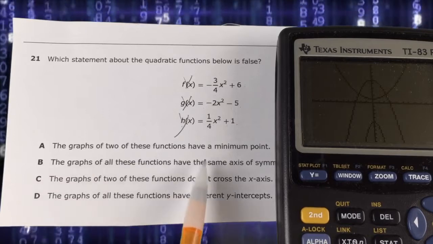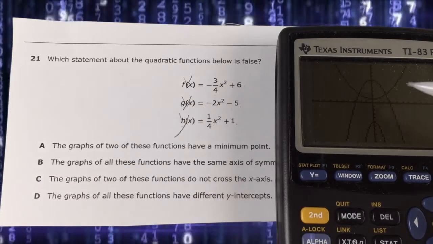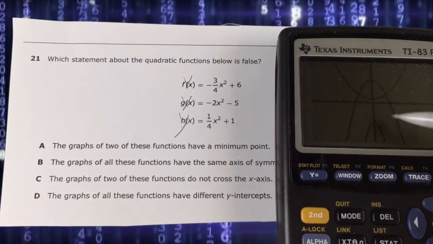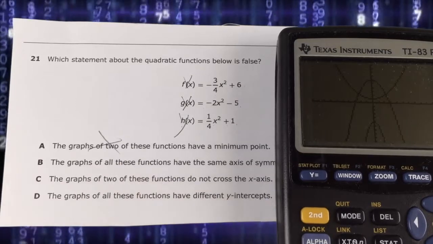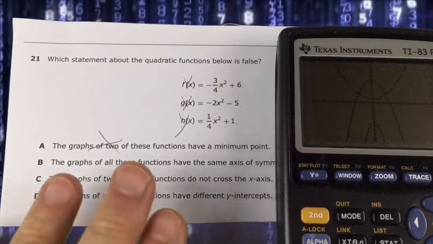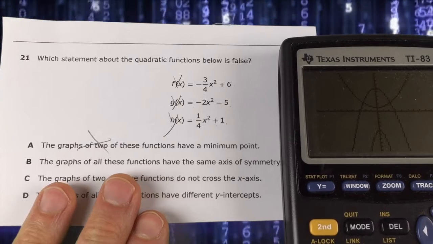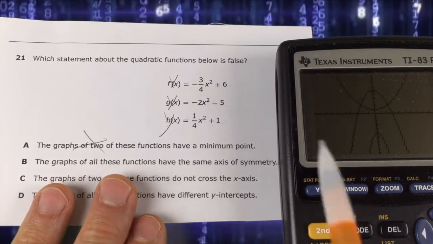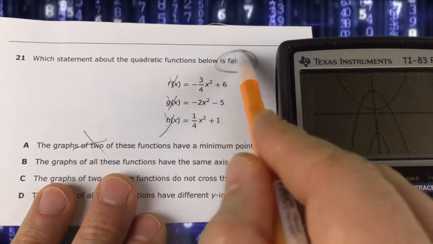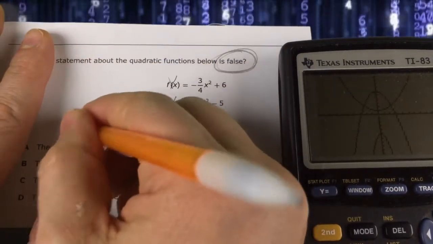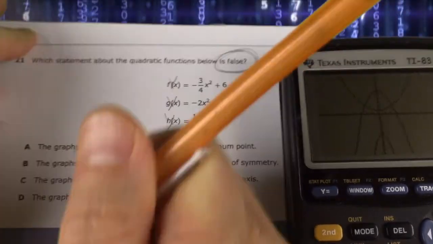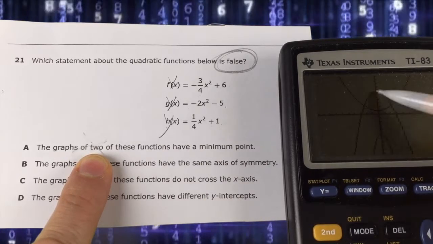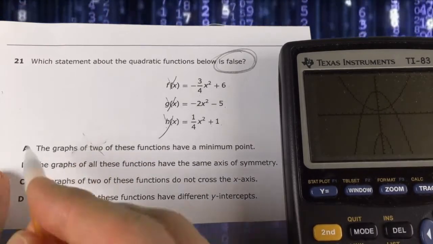Choice A, the graphs of two of these have a minimum point. Well, here's a minimum, but this guy's a maximum and this guy's a maximum because they're both on top. So that's wrong. B, the graphs of all these functions have the same axis of symmetry. Oh, you know what? I just caught myself. We're looking for the one that's false. The graphs of two of these functions have a minimum point. No, they have two maximum points. This is false. This is probably the answer.